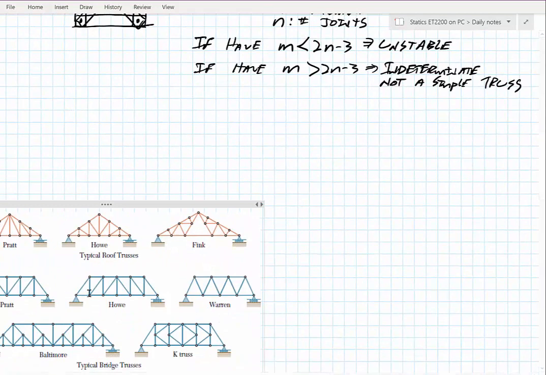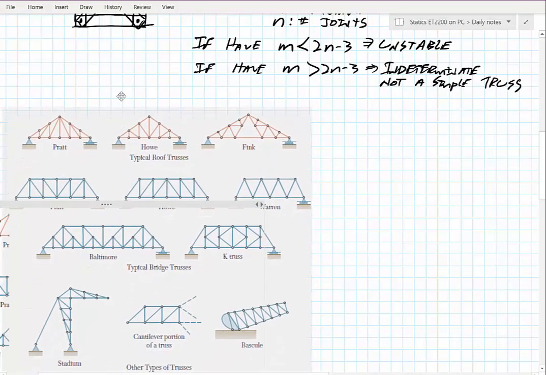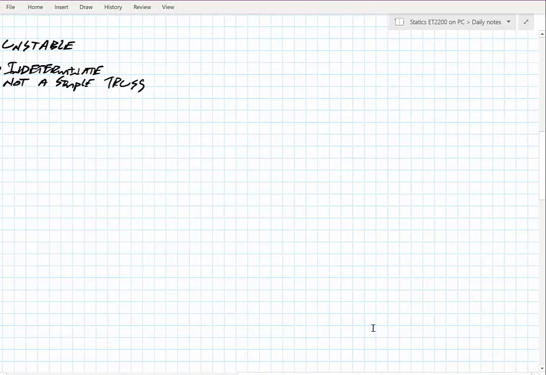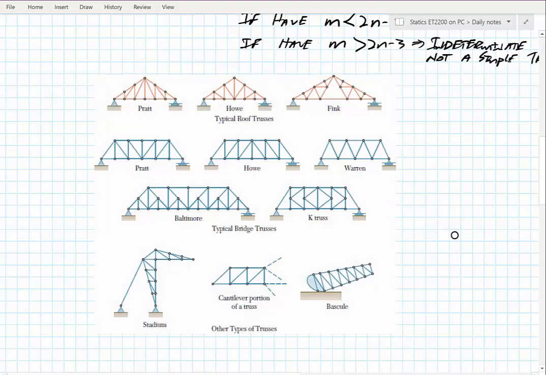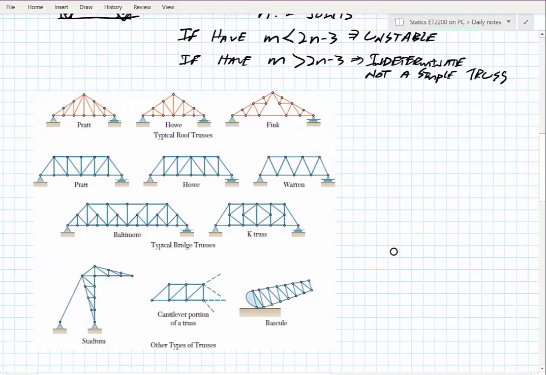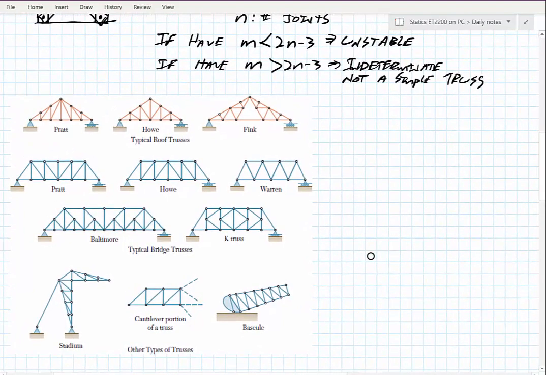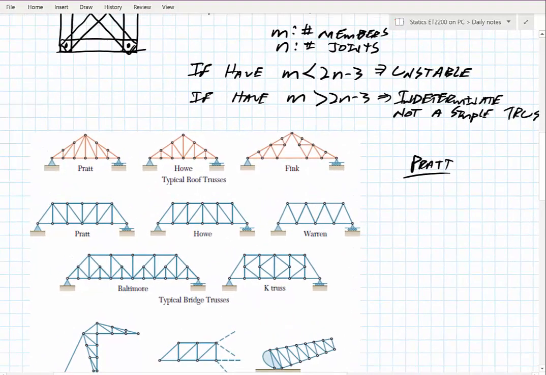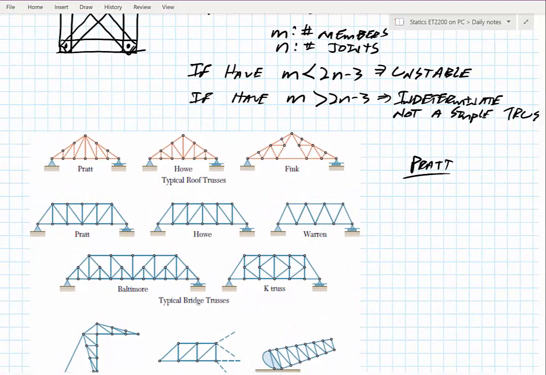And here's an example of a whole bunch of bridges that I pulled up. You can spend time on there if you want. Nothing too exciting. Let's go ahead and verify that it actually works. We can look at any of these. Let's look at the Pratt. See if I can count up my n and my m, right? So let's start with my m, my number of members.